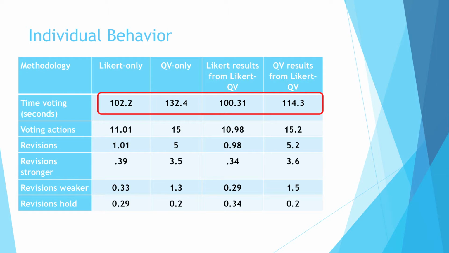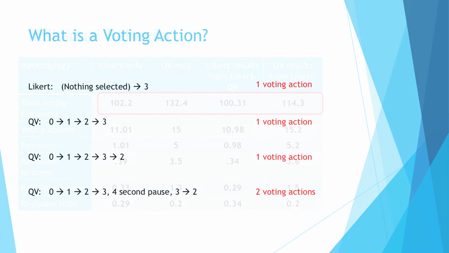Now, one reason that happens has to do with voting actions that are taken, which is this next row here. So what is a voting action? So on the Likert side, this is very easy to define. They just go and select a radio button. There's nothing selected. They move to 3. Done. That's an action. It's super clear.